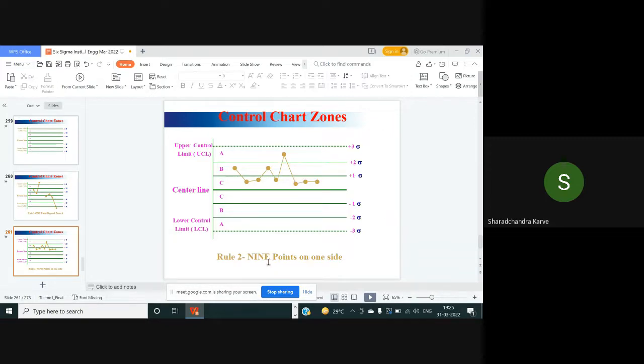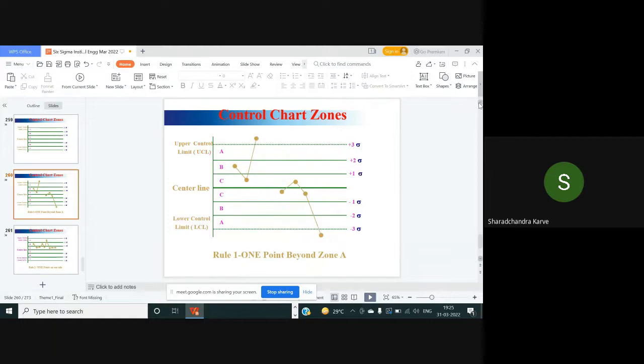Now, if you look at this 9, where it comes from, the number 9 comes from the probability of the event. Looking at the probability, we calculate it, and when it becomes 9, that if all these 9 points are on one side, probably the process is not in control. That is the meaning.